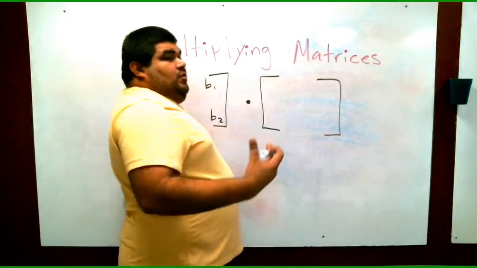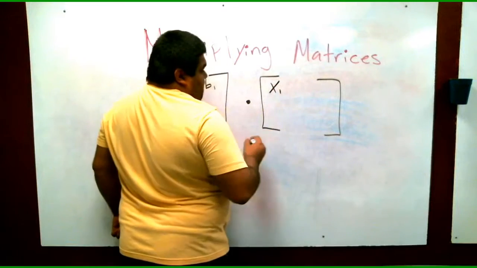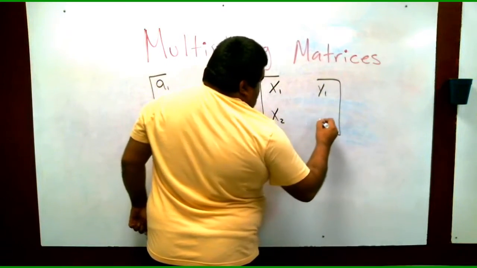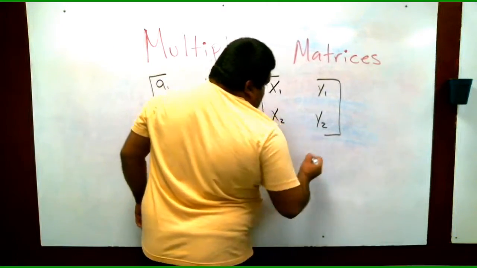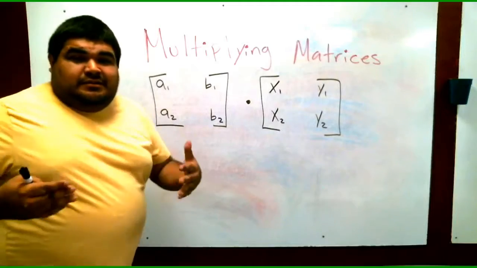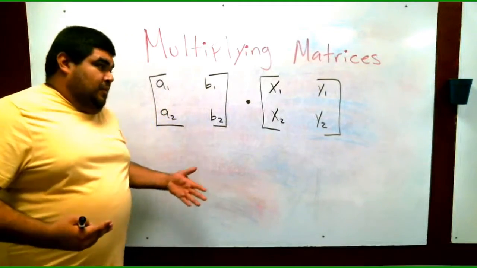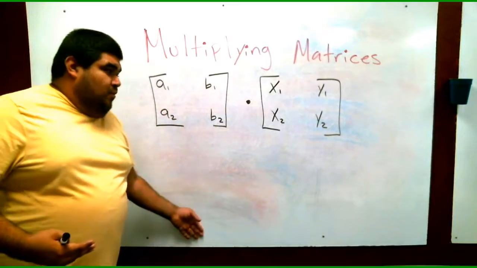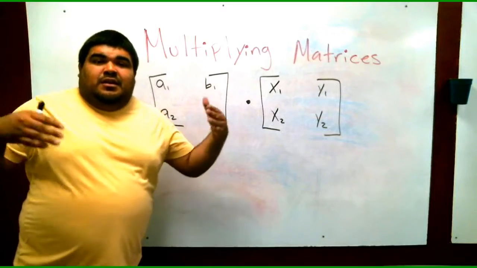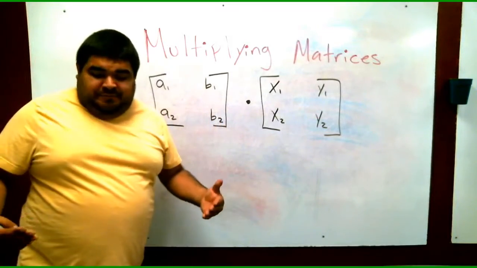The other matrix you're going to have is x1, x2, y1, y2. Okay? That is the equation for multiplying matrices, the very basic stuff. Like I said, you can extend it in each direction if you want it longer. But for the purpose of the concept, I'm going to show you a 2 by 2, and I'm only going to show you the first part of it.